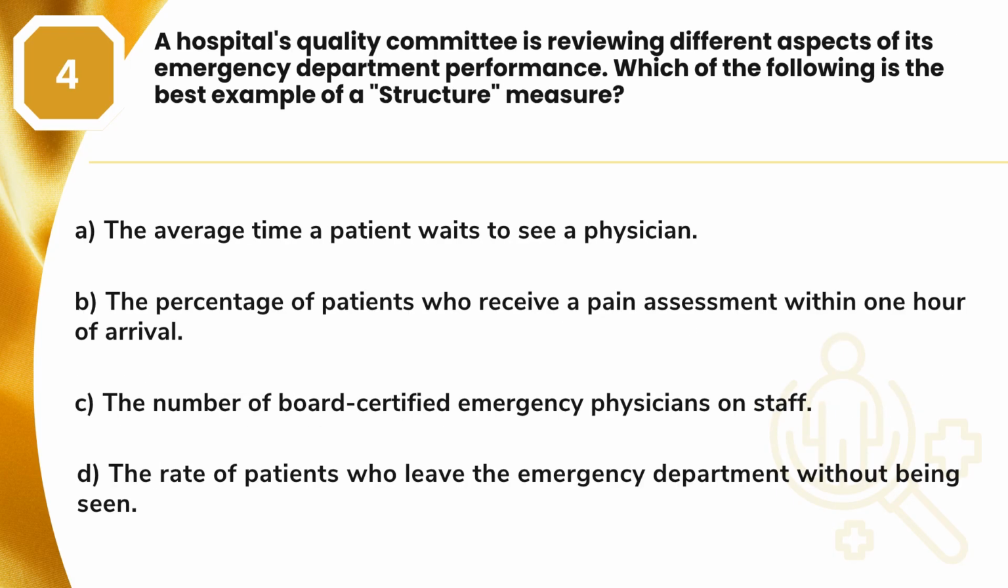Question 4. A hospital's quality committee is reviewing different aspects of its emergency department performance. Which of the following is the best example of a structure measure? A. The average time a patient waits to see a physician. B. The percentage of patients who receive a pain assessment within 1 hour of arrival. C. The number of board-certified emergency physicians on staff. D. The rate of patients who leave the emergency department without being seen.